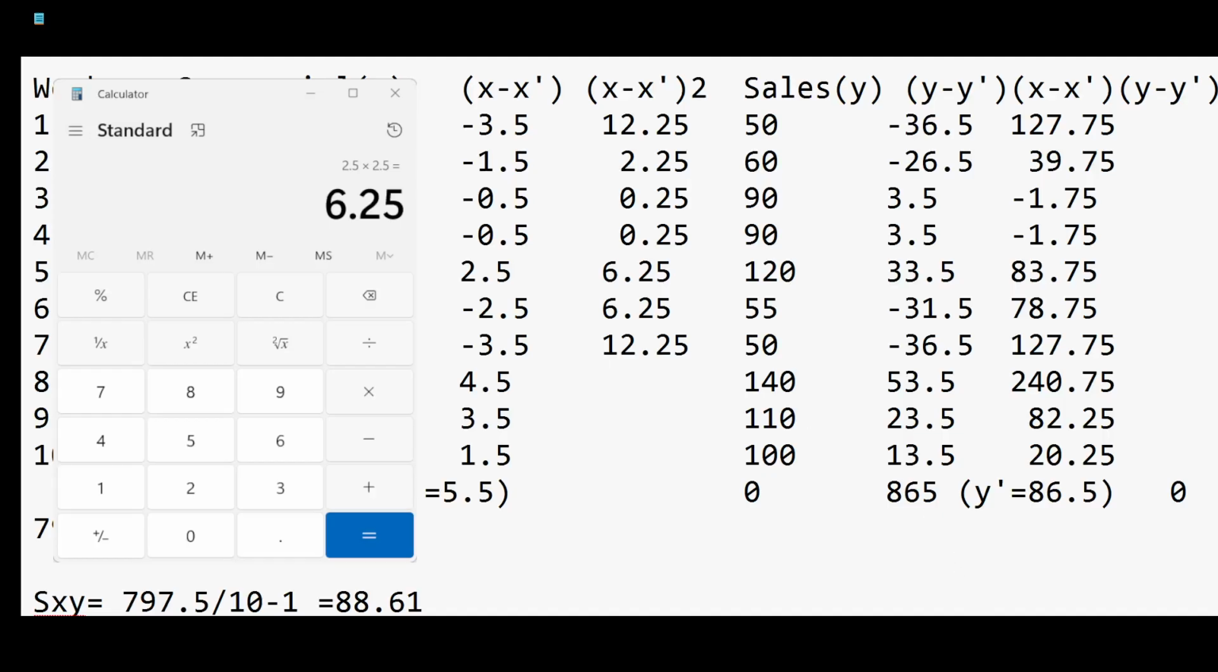Then we have 4.5 times 4.5 equals 20.25. Then we have 3.5, that is 12.25. Then 1.5 is 2.25. We just copy the already similar answers here. And then after that, you are going to add all of this.